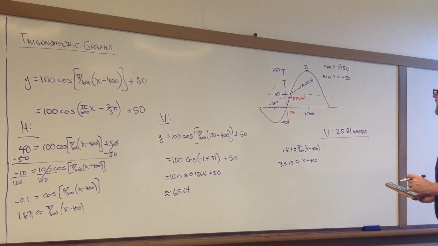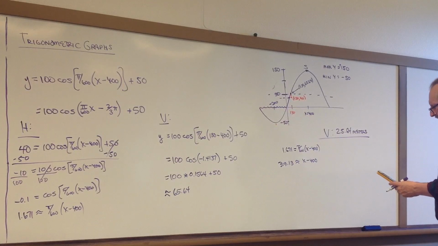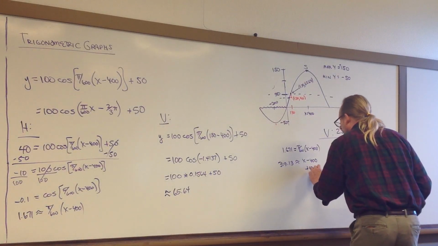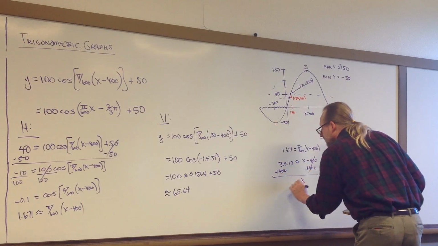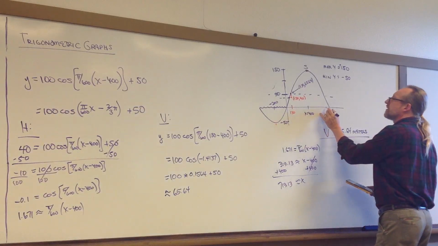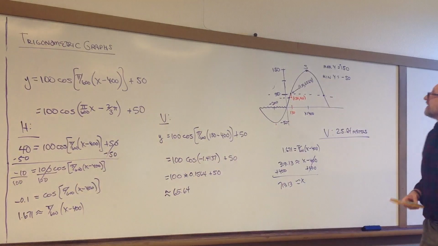Let's see here. Okay. So this is kind of interesting. Add 400 to this, and you can see x is going to be 719.13. Well, that's out here somewhere. Okay? That's actually this intersection that I found.